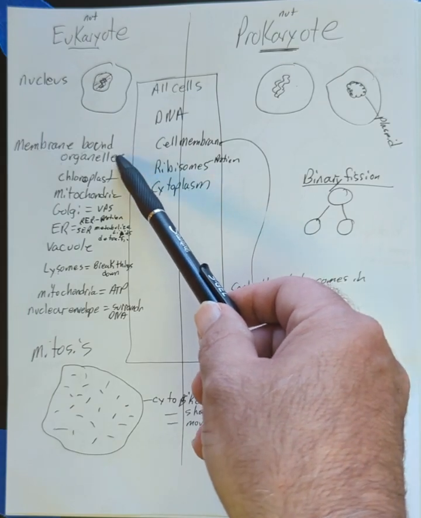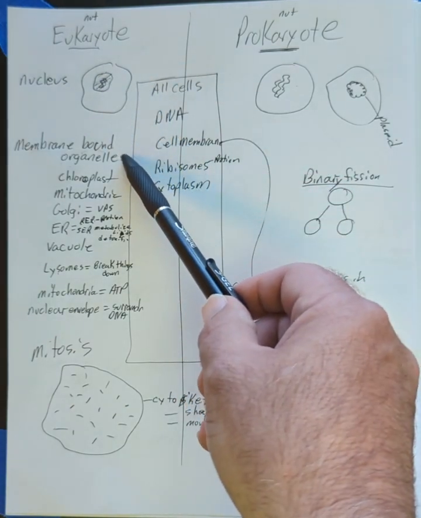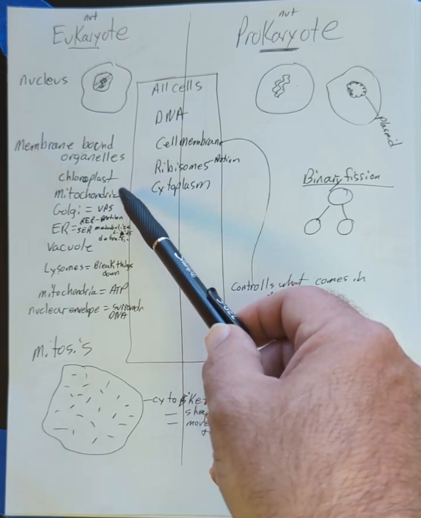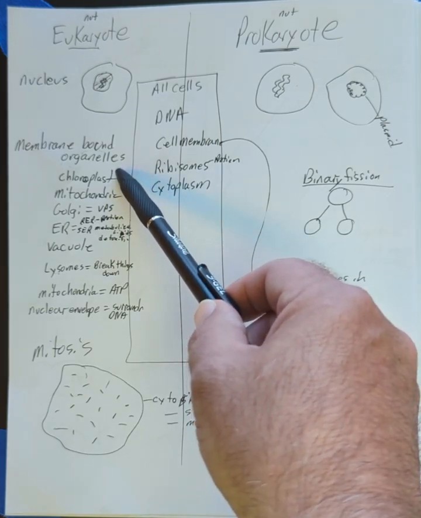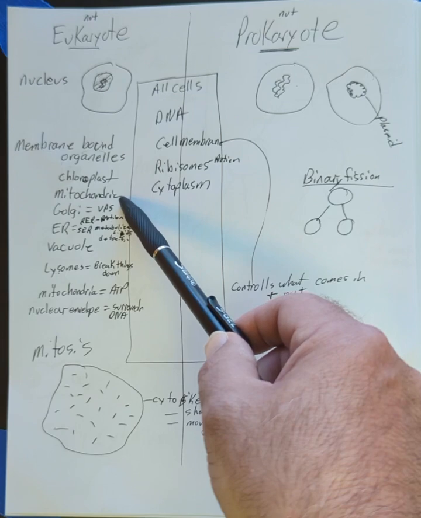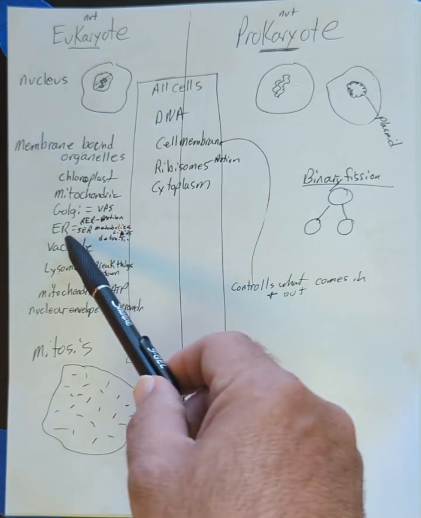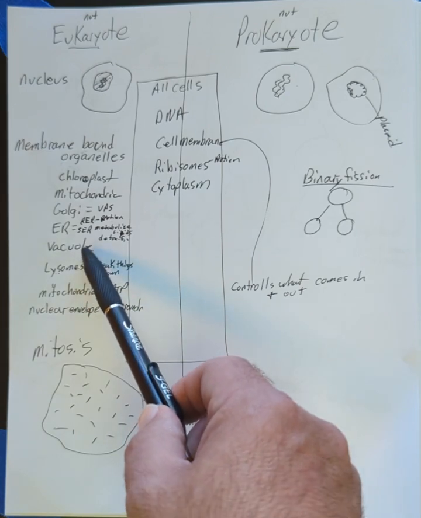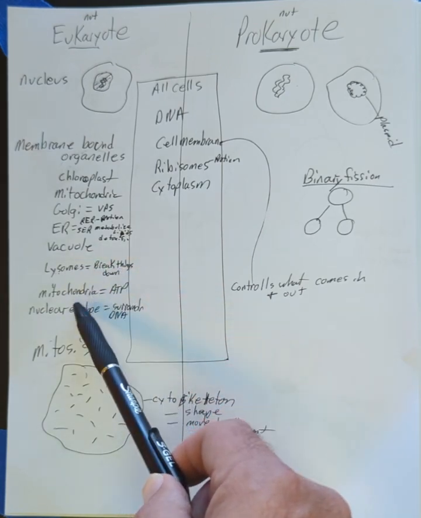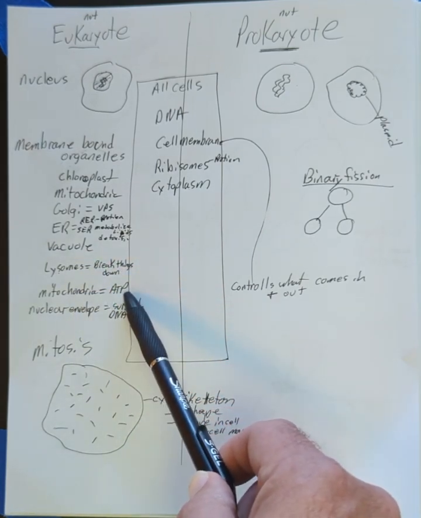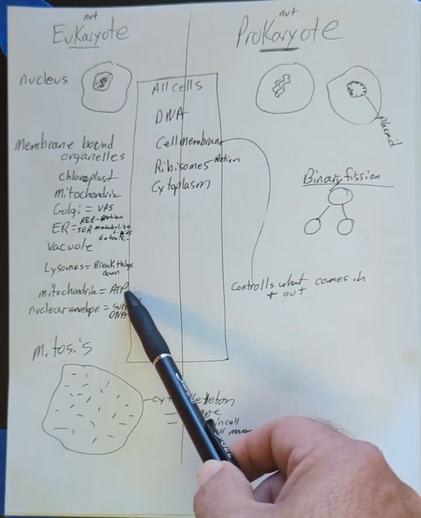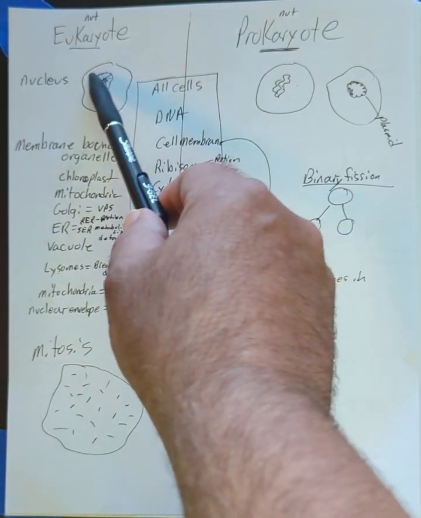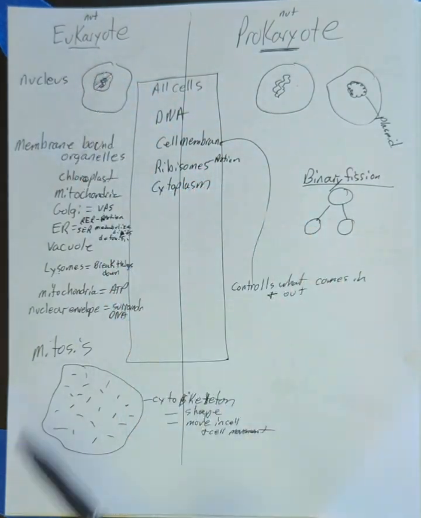Some of the membrane-bound organelles that eukaryotes have are chloroplasts in plants. Chloroplast, mitochondria, Golgi apparatus, endoplasmic reticulum, either smooth or rough, vacuole, lysosomes break things down, mitochondria do cellular respiration and produce ATP. The nuclear envelope is a membrane that surrounds the DNA, so it makes up the nucleus.